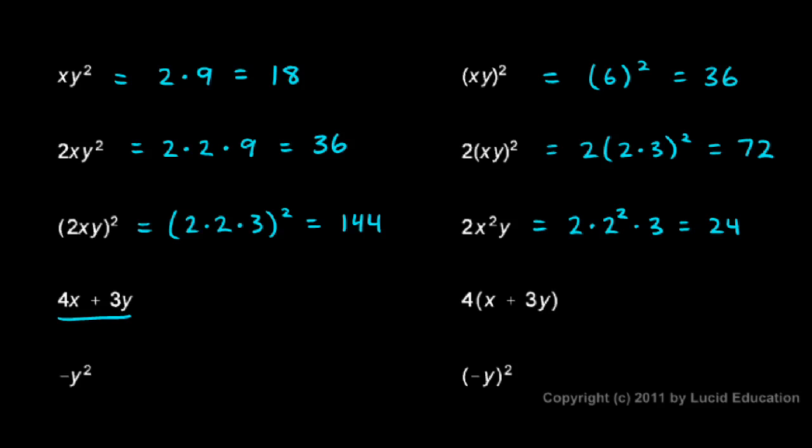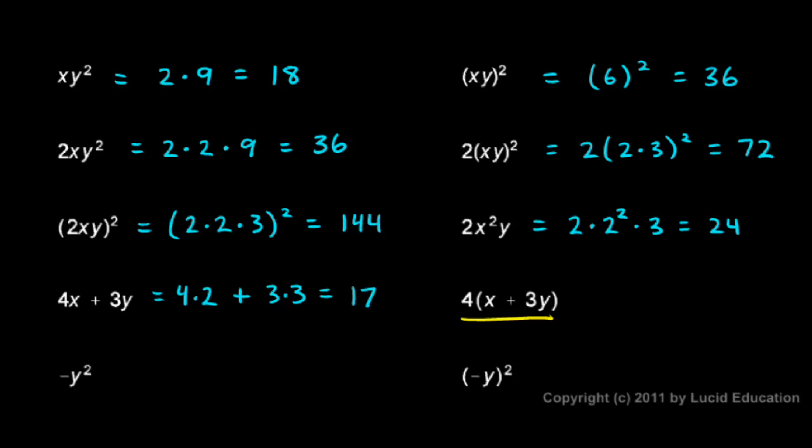Now down here, 4x plus 3y. Well, let's rewrite it. 4x, that's going to be 4 times 2, because x is 2. And then plus 3y. That's 3 times 3. So what does that equal? Well, 4 times 2 is 8, and 3 times 3 is 9. So we have 8 plus 9, and that equals 17.